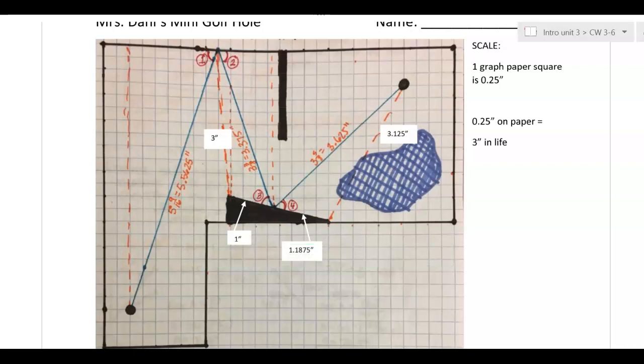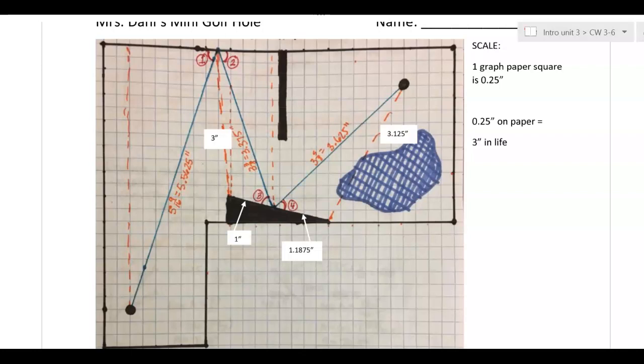So this is my whole design like I did as a student, like I said. So this is my graph paper. When you set it up on graph paper, we're gonna help you with scale. So see right here, I say that every 0.25 inches on the paper is equal to 3 inches in real life. You need a scale so that you can actually recreate it in real life the right size so we have a chance of following your path and getting an actual hole-in-one.